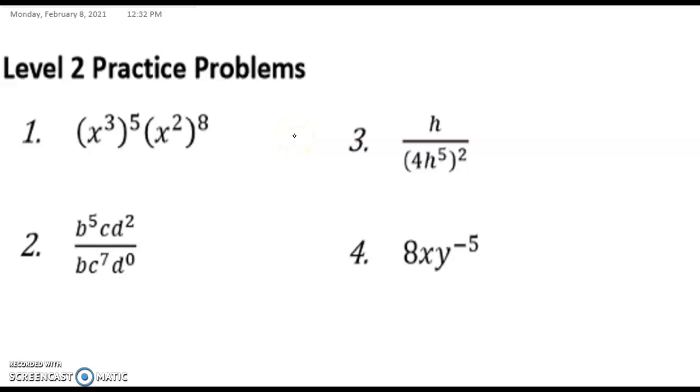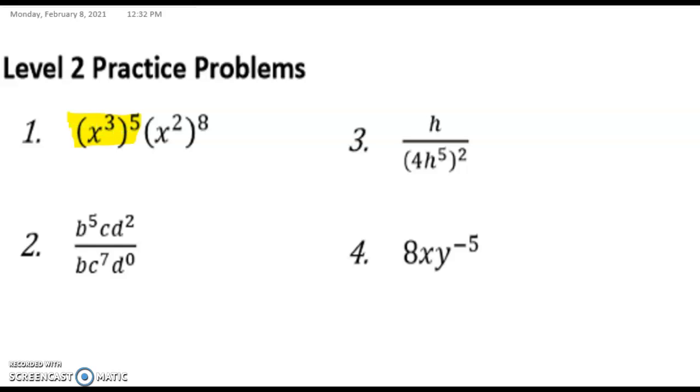All right, so today we're working with our same properties, just on slightly harder problems. So let's take a look at this first problem. There are x's in parentheses on both of these. What we want to do is treat them as two separate problems. So first, let's look at this problem right here.